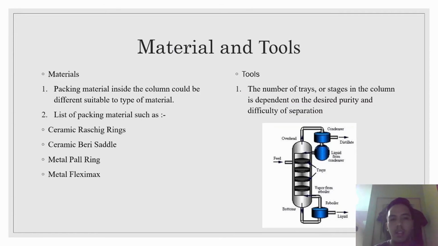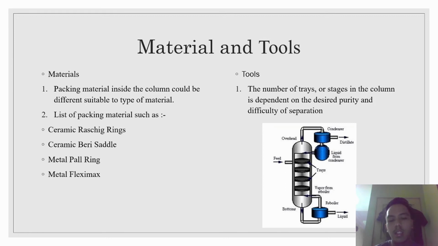Next are the materials and tools for the packed column. The packing material inside the column could be different, suitable to the type of material or the type of product. There are many types of packing material, but I only list the ceramic Raschig ring, ceramic Berl saddle, metal Pall ring, and metal Flexi mats.